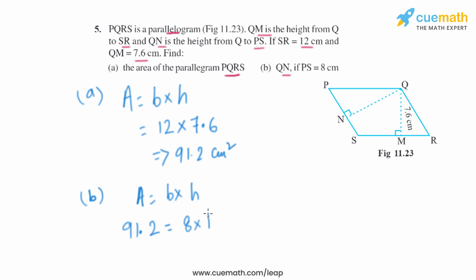We can easily find the height. So height is basically QN. So height will be basically 91.2 divided by 8, which is 11.4 centimeter. So we have got the length of QN. So QN is basically 11.4 centimeter.